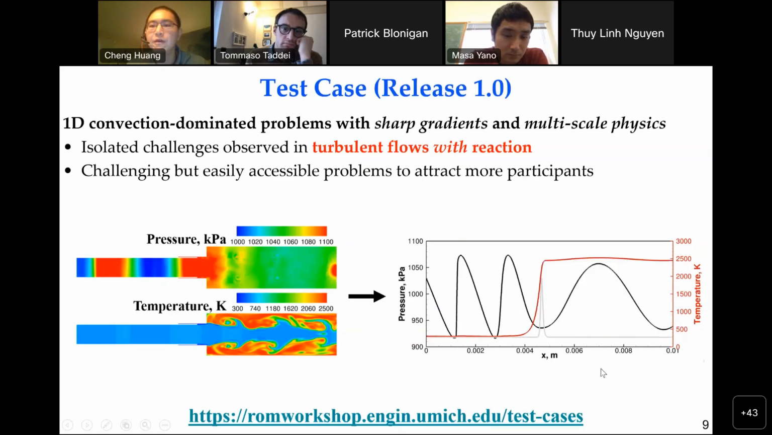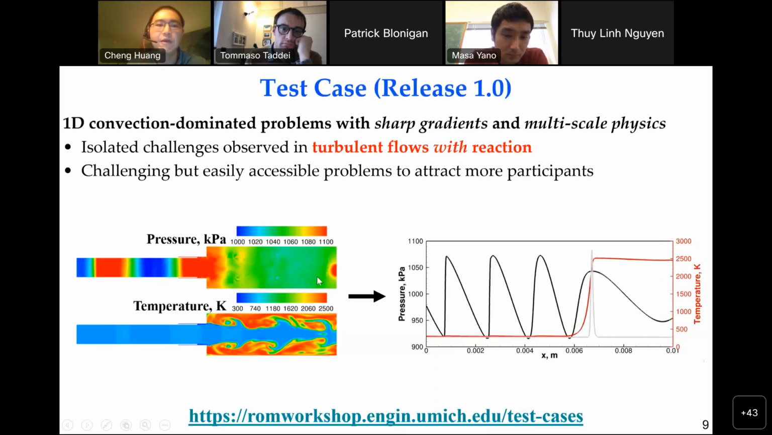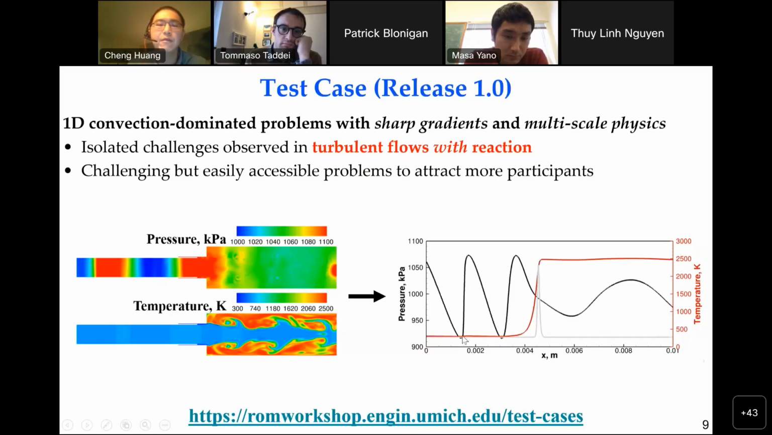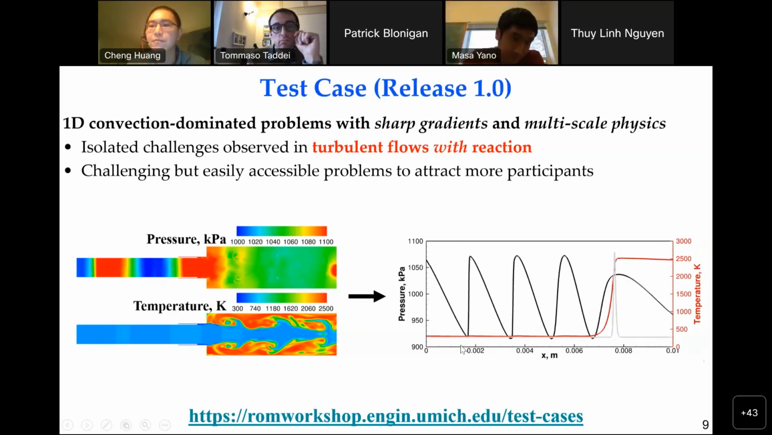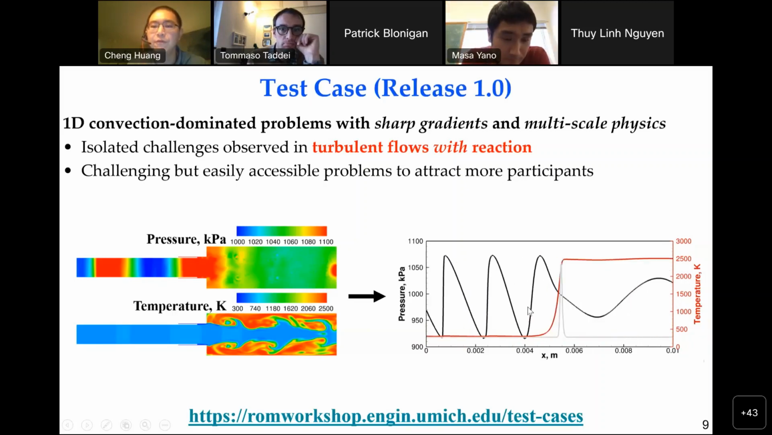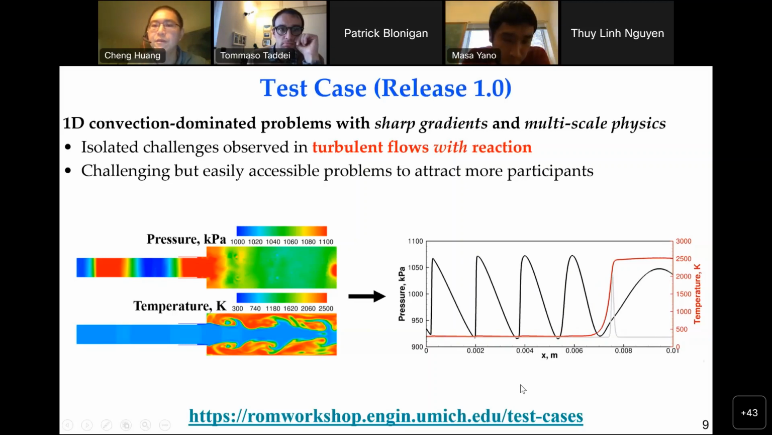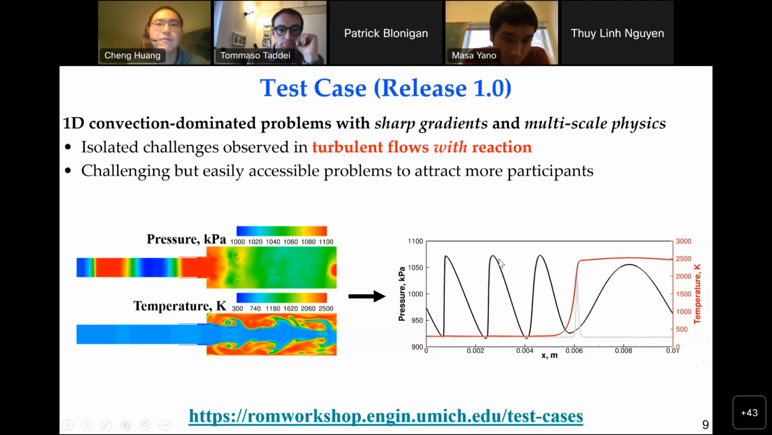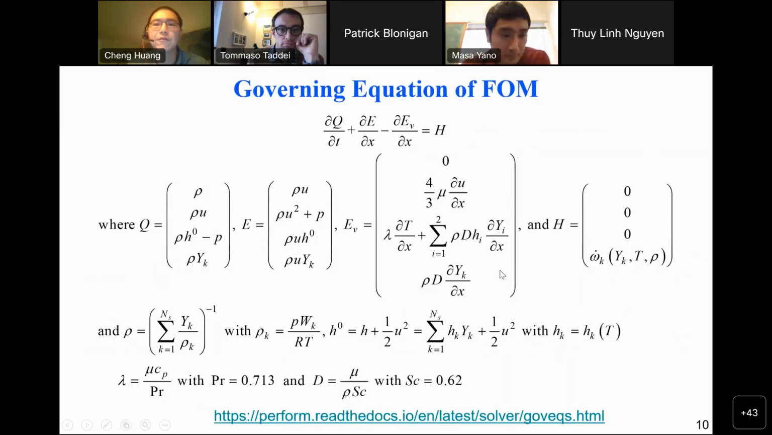So this is, I think, pretty much mimicking the challenge in the 3D, but again, this is a 1D case, so it's really a much lower entry level than the 3D problem. If you're interested, we have more detailed descriptions under this link. The equation we are solving is just the 1D Navier-Stokes equation with species transport. I know there are a lot of terms here, and I'm going to go through a couple of them.